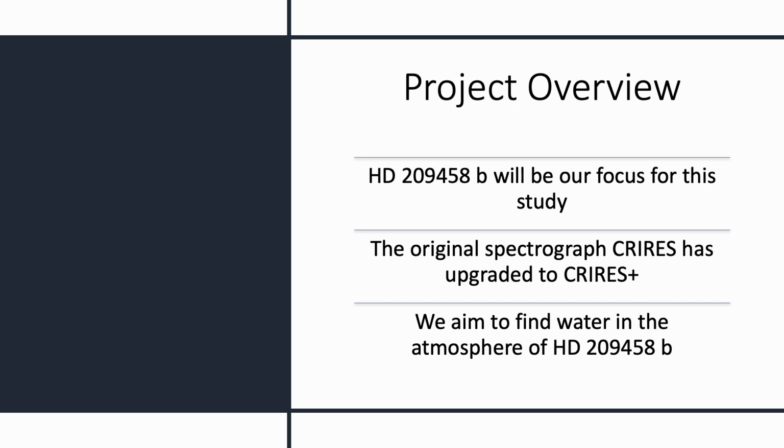For this study, we focused on exoplanet HD 209458b, and by exoplanet I mean a planet that does not orbit our Sun. This planet is known to transit or sweep in front of its star. This produces a transmission spectrum that has been known to contain water absorption lines. We wanted to see these water absorption lines using the CRIRES Plus spectrograph, the upgraded version of CRIRES. But this is a new instrument, and with a new instrument comes a new data reduction pipeline. So this summer, our goal was to understand this new instrument well enough to make a data reduction pipeline so that we can locate these water absorption lines.